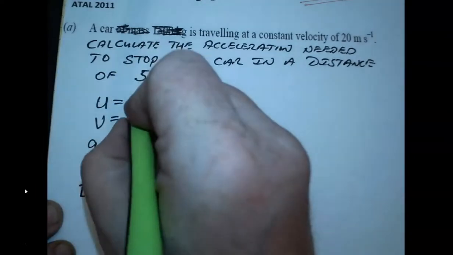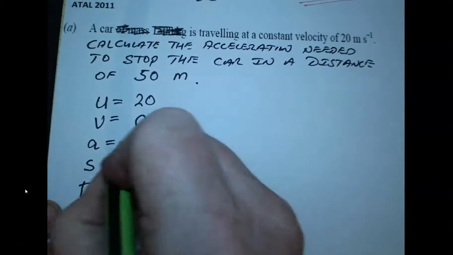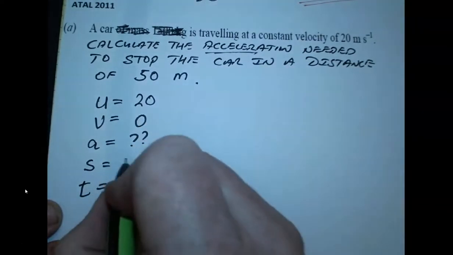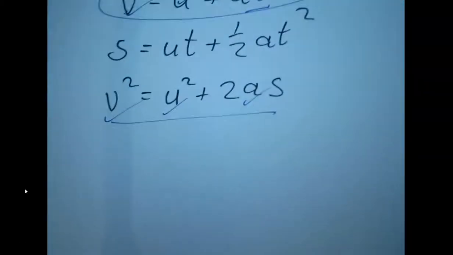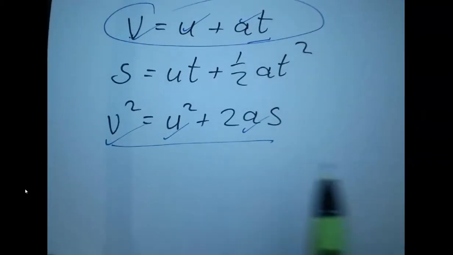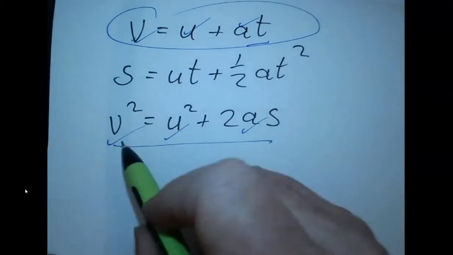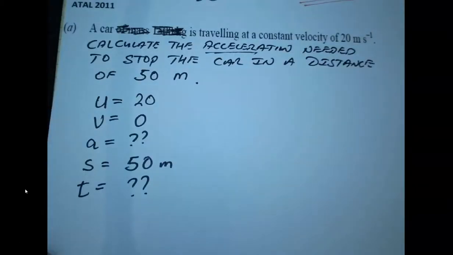Well, the starting velocity of the car is 20 meters per second. The car stops, so its final velocity is 0 meters per second. The acceleration is, of course, what we're looking for, and the distance the car travels in that time is 50 meters. We don't know the time taken, and we may not need it. So the question again is, which of the formulas works there? Since we have U, V, and S, and we're looking for the acceleration, I suggest the third formula is the one.